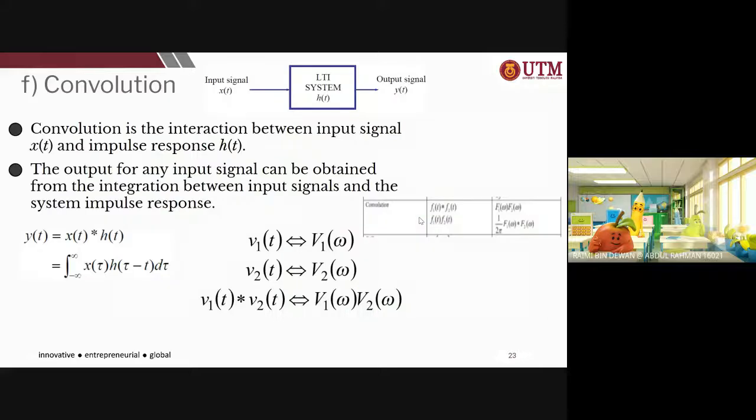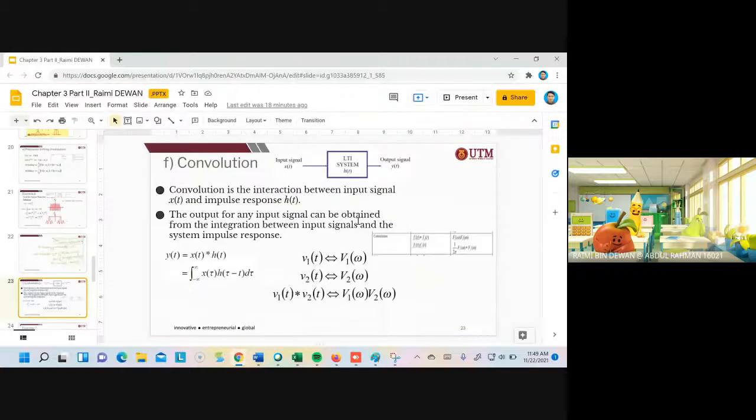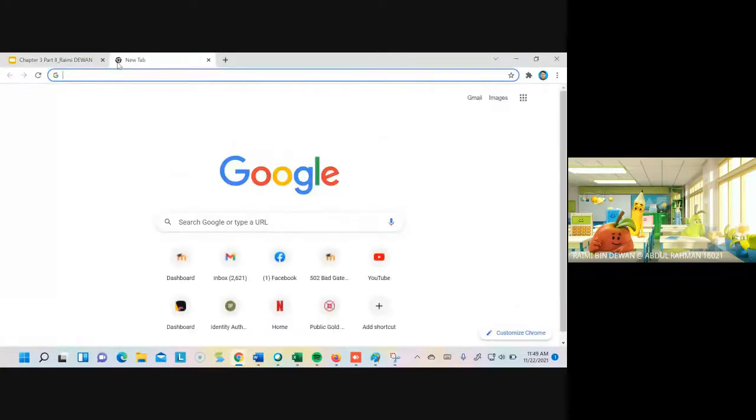Okay, forget about this one. Convolution. Before we start, go to your e-learning.